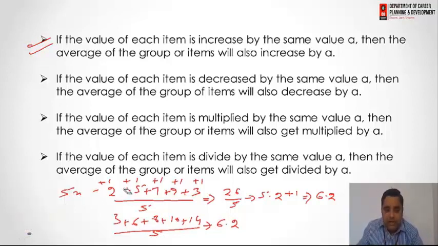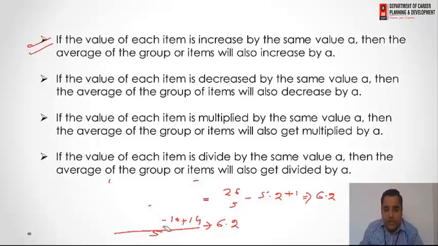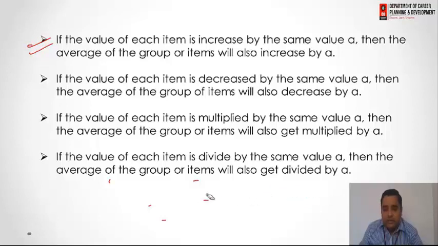Now, after having this concept, we need to understand the second condition, which says that if the value of each item is decreased by the same value A, then the average of the group will also decrease by A.